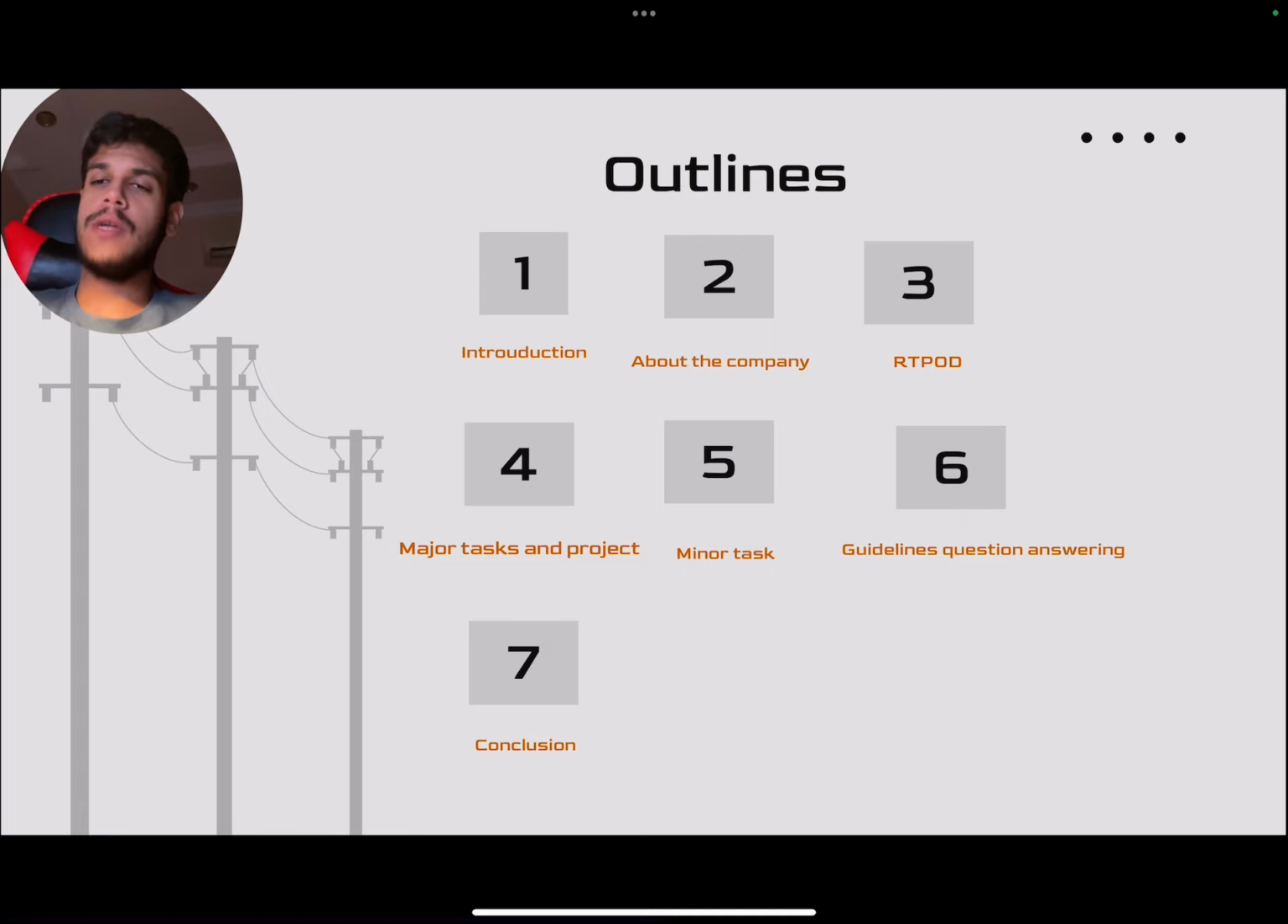So this is the outline. I'm going to talk about the company in general. I'm going to talk about the RTBOD, the place where I had my internship, and it refers to Ras Al Noor Power Operation Department Division. I'm going to talk about the major task and project, the minor task, guideline, question answering, and conclusion.